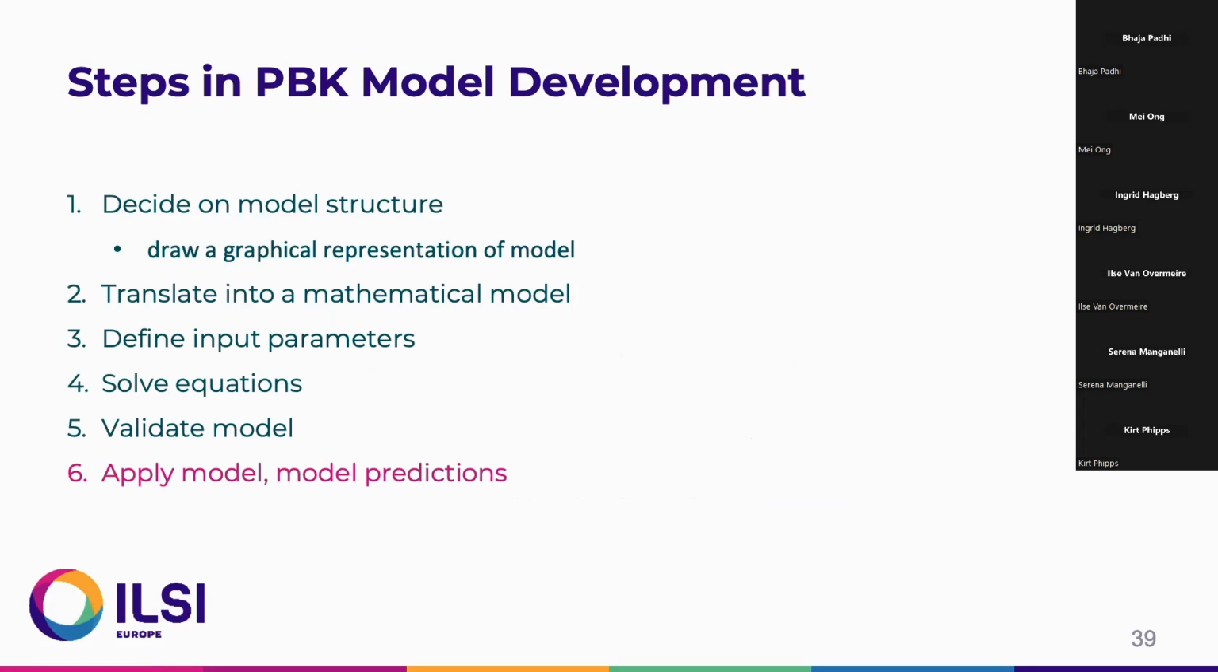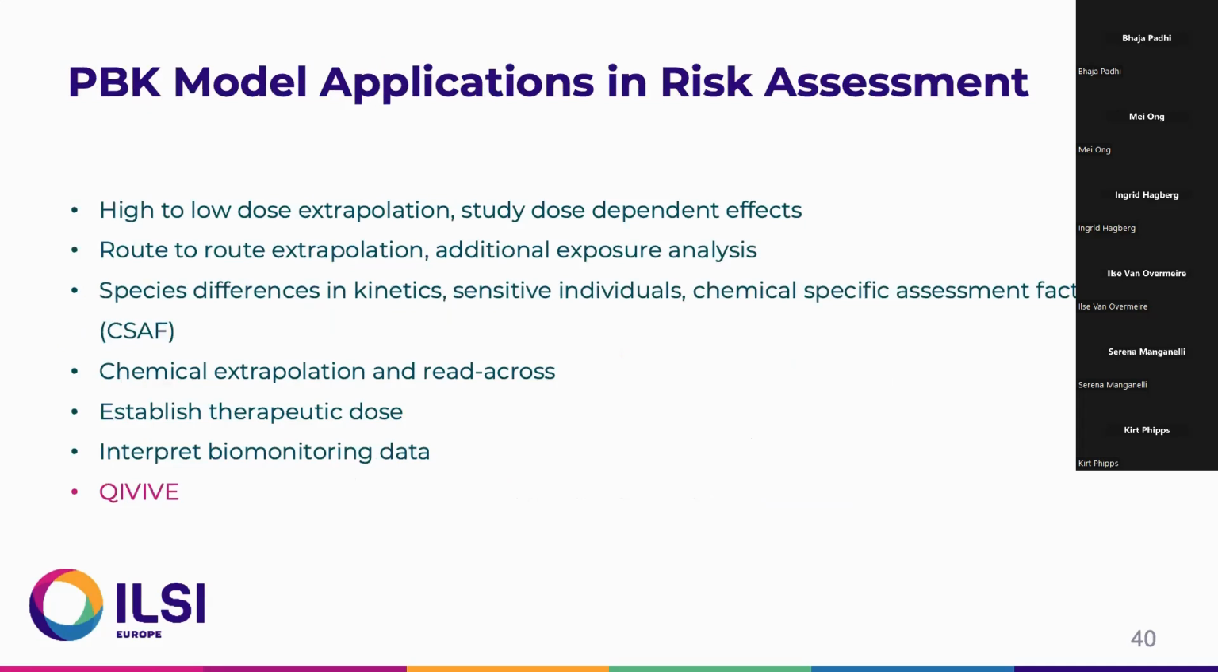The reason I'm going quickly is because this is very important: the application of these PBK models for quantitative in vitro to in vivo extrapolation. I've listed a couple of studies where PBPK models are currently already being used in risk assessment. It's particularly used to understand dose-dependent effects, so when there's some sort of saturation process going on, think about drug-drug interactions, for example. It's used to extrapolate from low dose to high dose and high dose to low dose. It's also used to study route-to-route extrapolation.